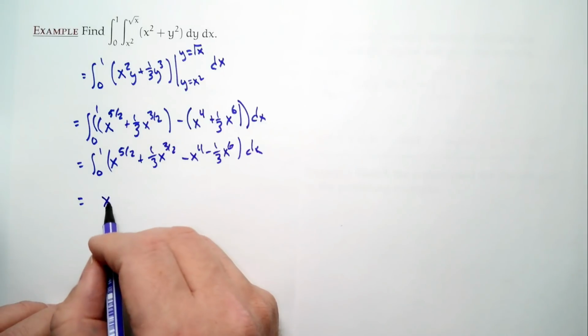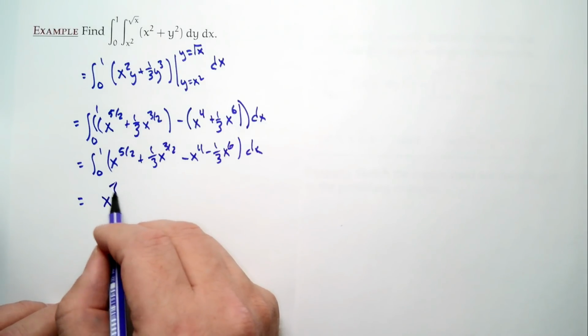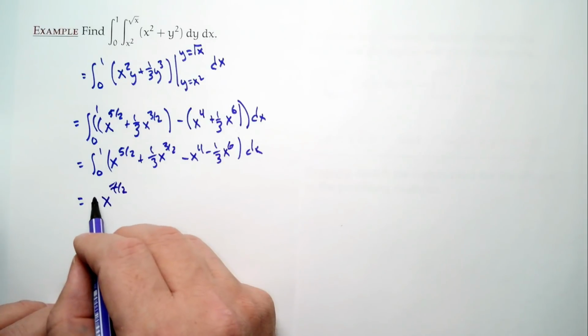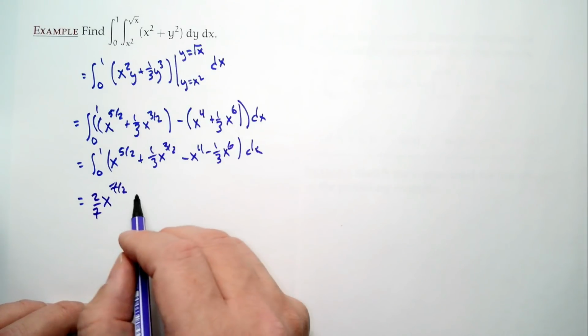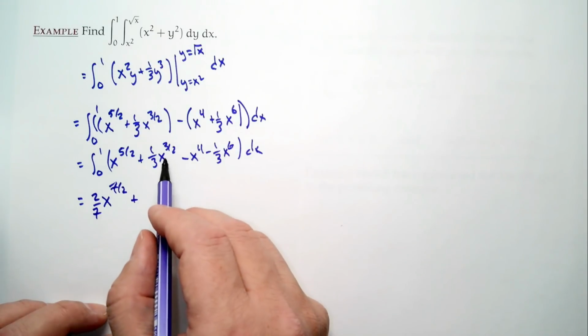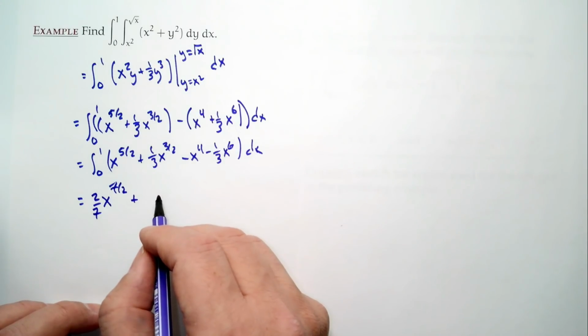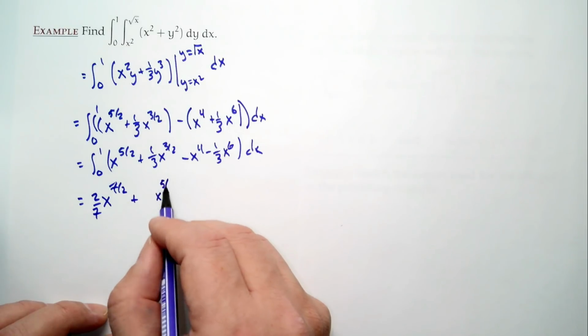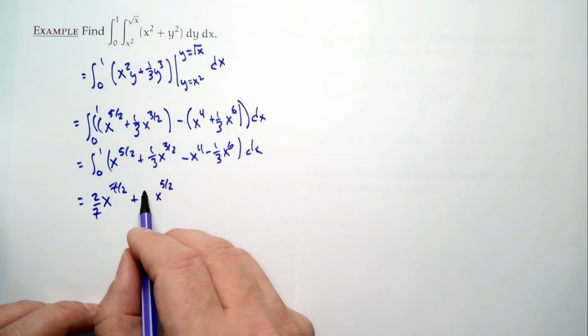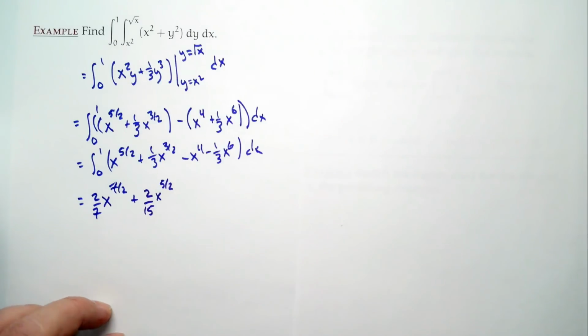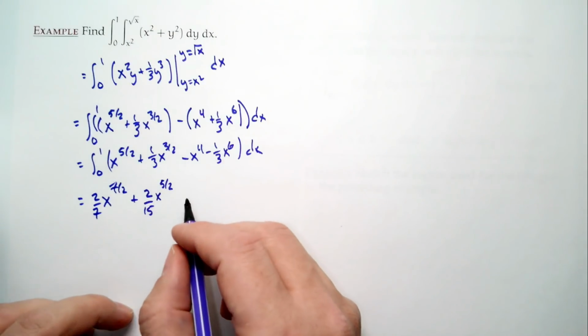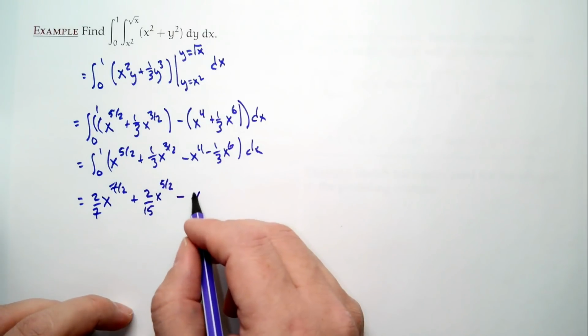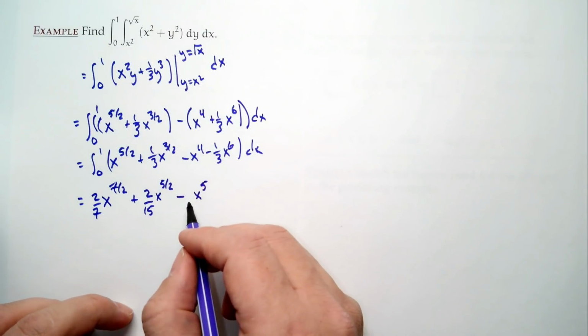It'll be x to what power? 7/2. And then times in front by 2/7. Okay, the next one, x to what power? 5/2. Multiply in front by 2/15. Because we already have a 1/3, then we're going to add another 2/5. A third times a 2/5 gives us 2/15. Okay, the next term, x to the 5th multiplied by 1/5.